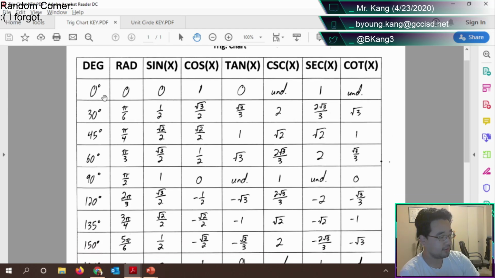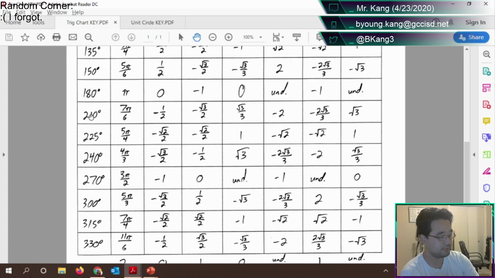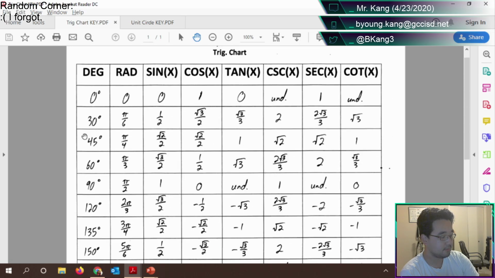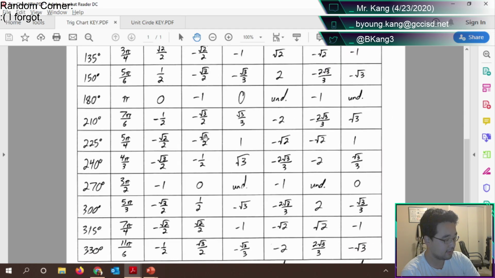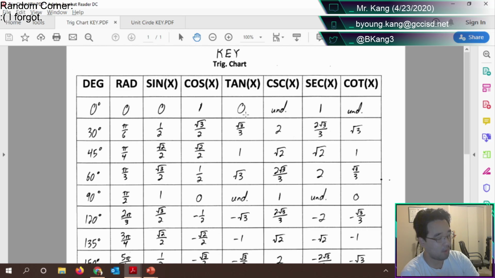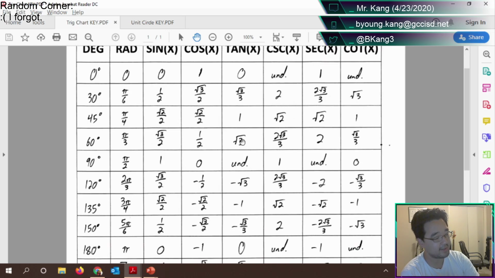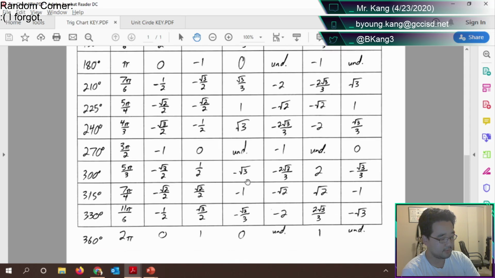So if you look at this, here's all your degrees, all your special spots on your unit circle from 0 to 360. All of them in radians, if you didn't know the radians. Regular, you won't need the radian column. And then here's sine, all of the y coordinates. Here's cosine, all of the x coordinates. And here's tangent, all of the y's divided by all of the x's already ahead of time. So you don't have to do it over and over again.